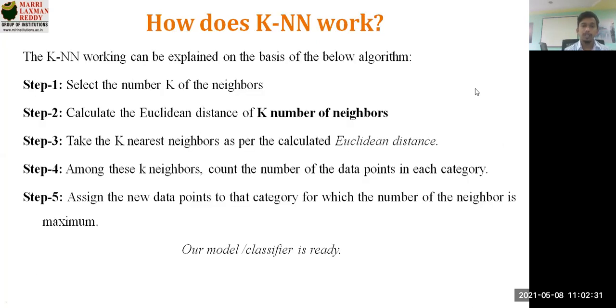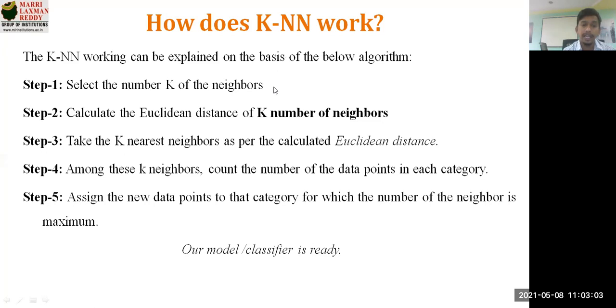So this is a small algorithm, the step-by-step procedure. How does KNN work? Here you can see the step-by-step procedure. In step one, we need to understand first how many neighbors we need to consider. So the first important criterion is selecting the value of k. Selecting the number of neighbors, k, is a very, very important criterion.